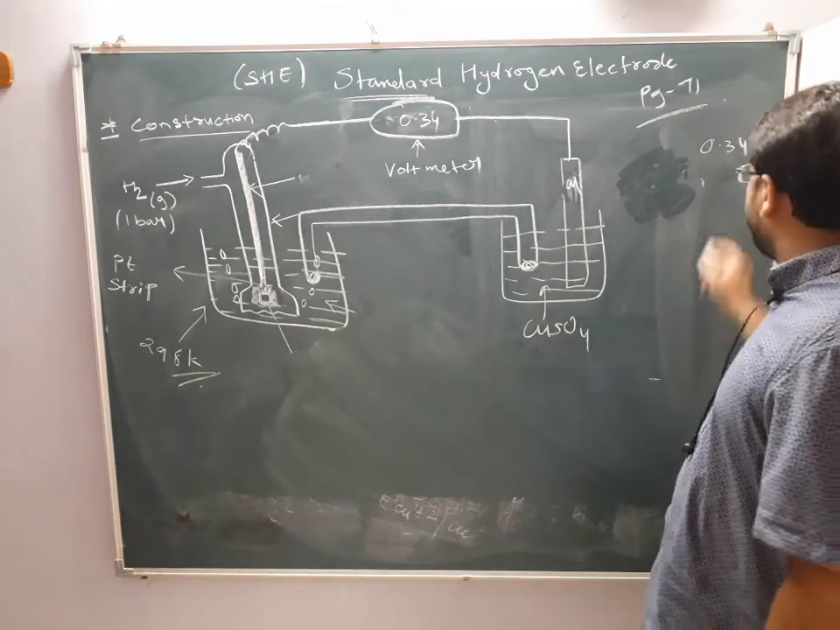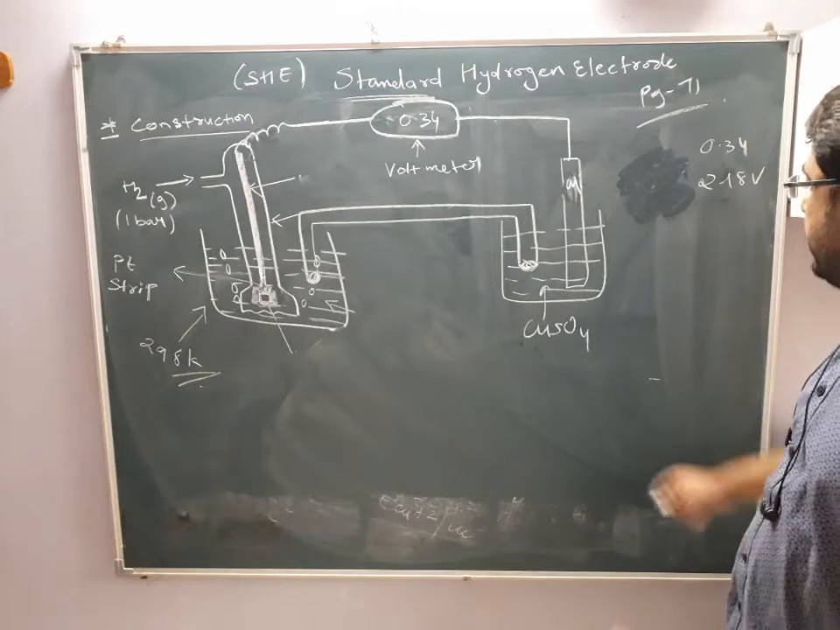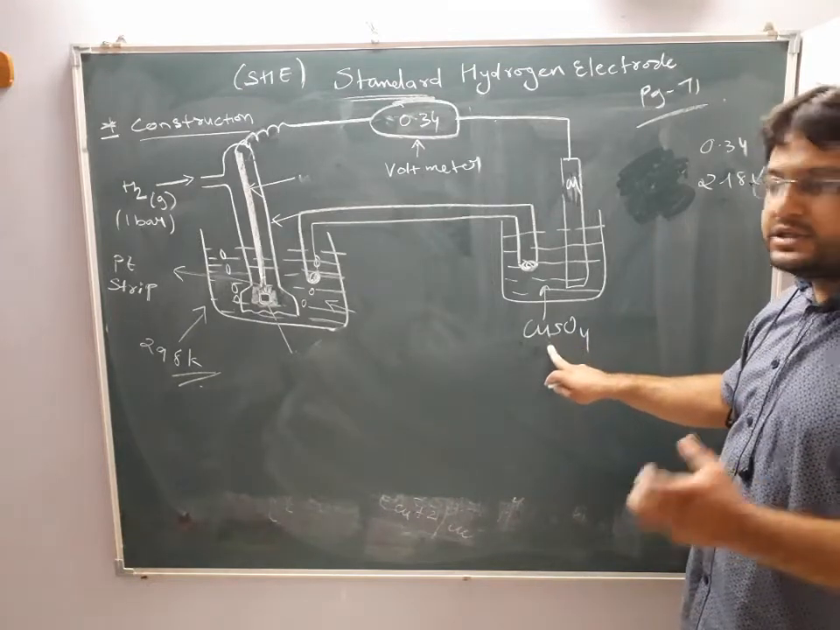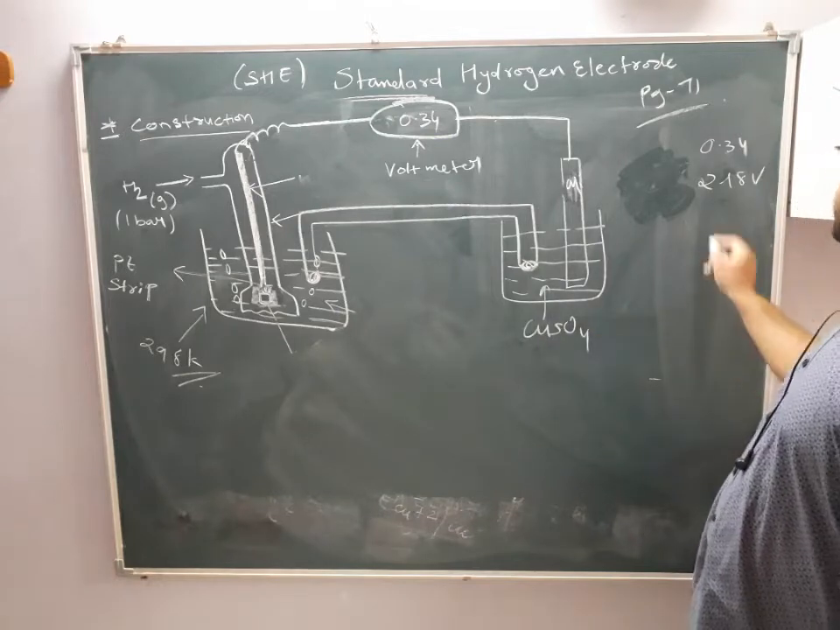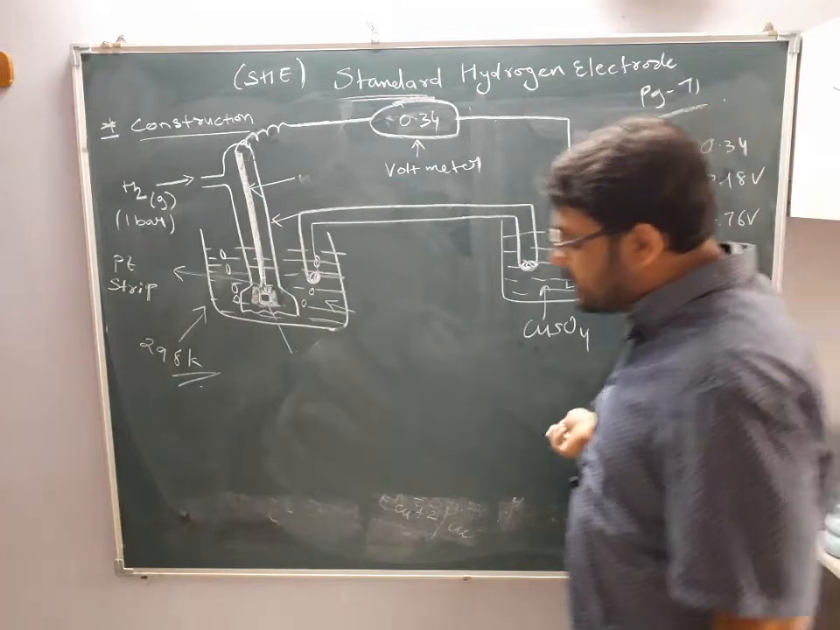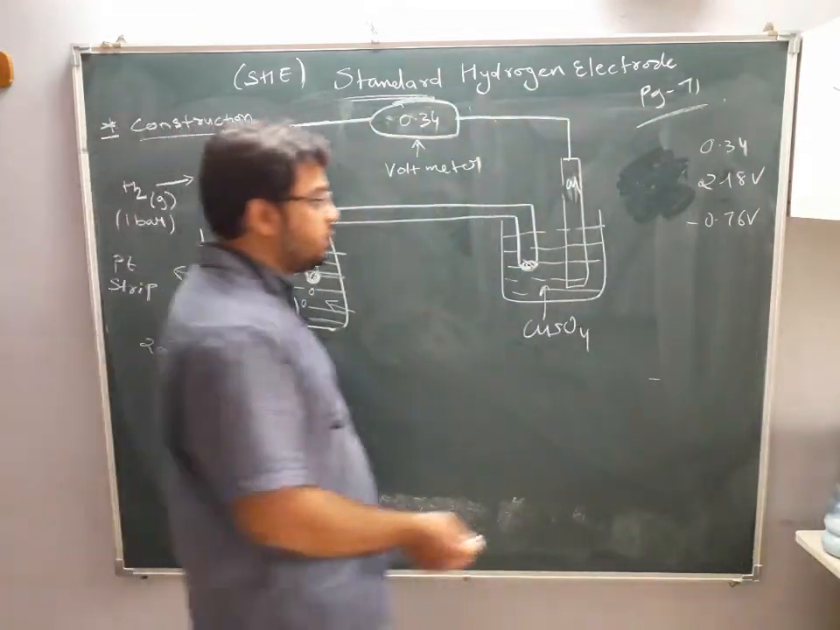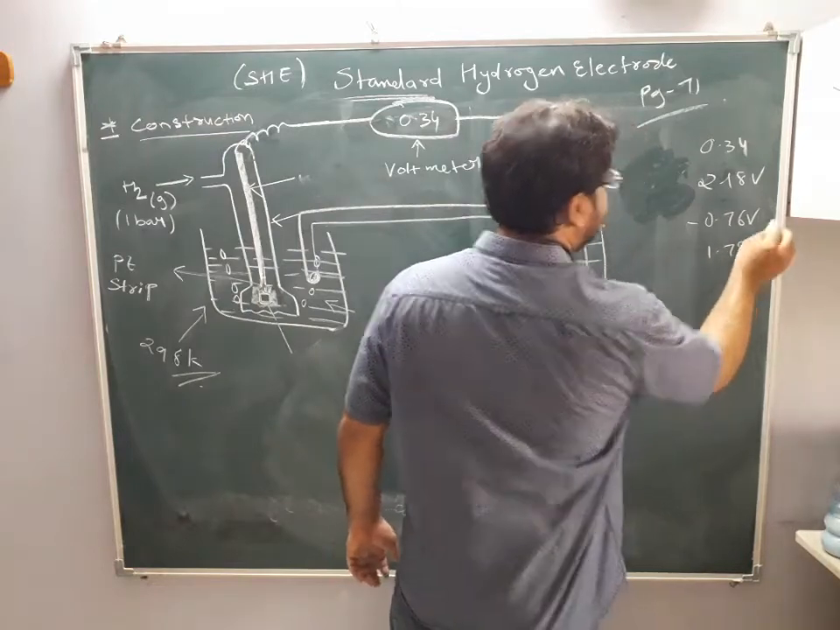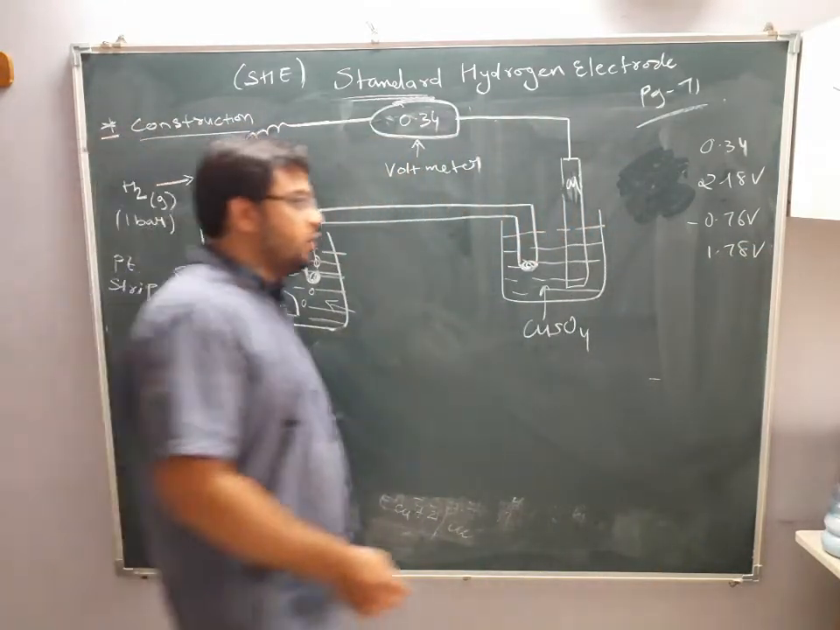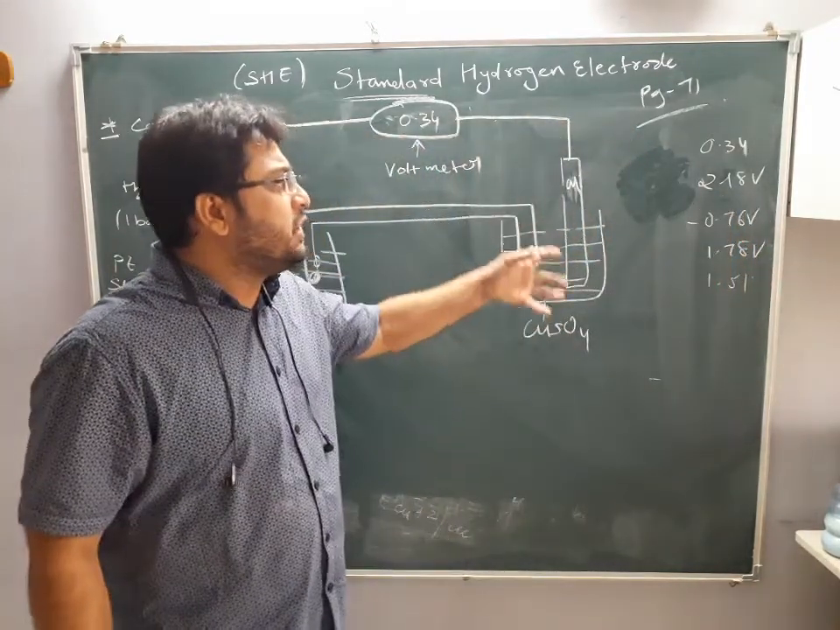I will get the value for fluorine as 2.18 volt. Here, instead of copper, I have put fluorine. Now I will keep zinc here, and when I keep zinc, I will get minus 0.76 volt. Clear? Then I will keep H2O2, and I will get the value 1.78 volt. Clear? Then I will keep Mn, and I will get the value as 1.51 volt. In such a way, I will keep a number of electrodes and will go on checking the values.